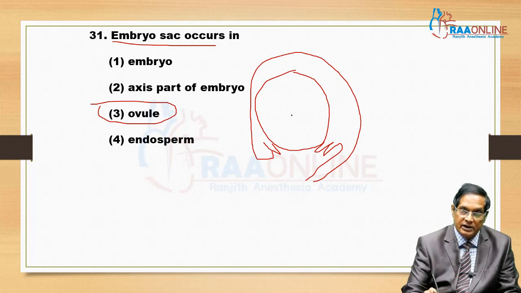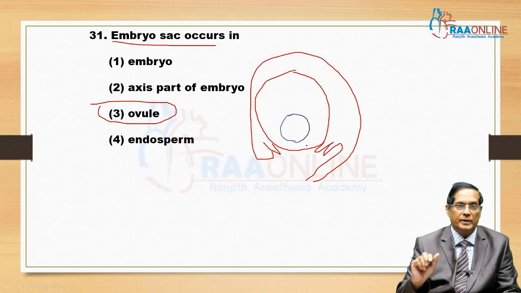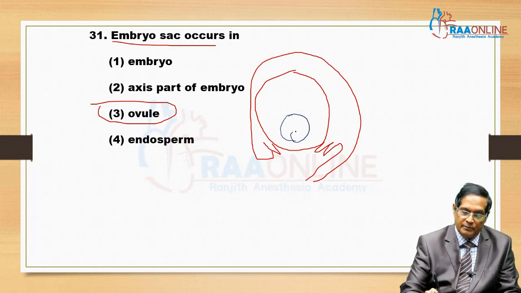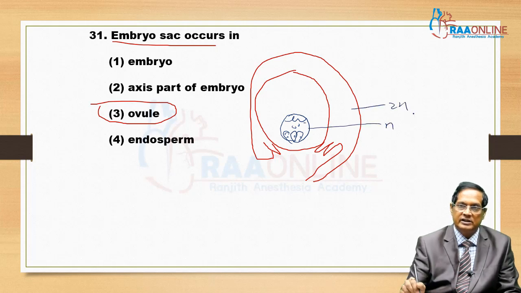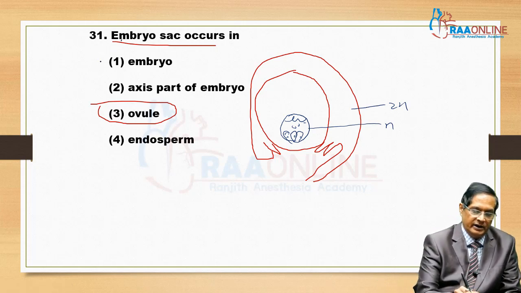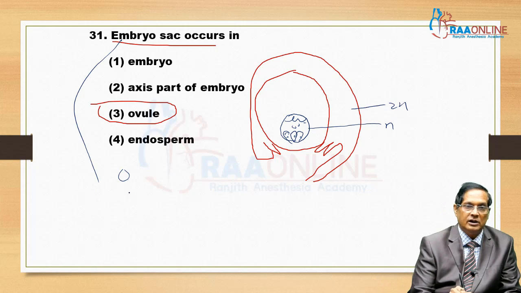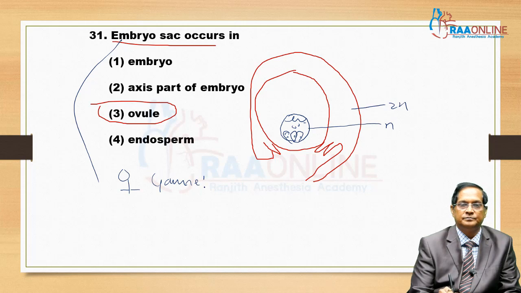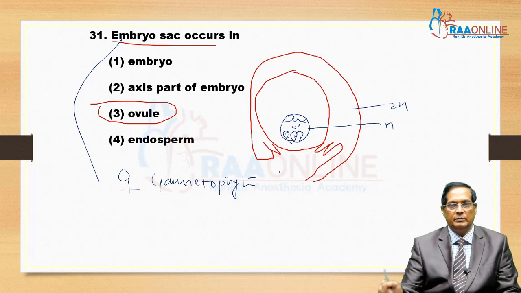This is the embryo sac. The location of the embryo sac or female gametophyte is towards the micropylar end. This embryo sac is a 7-celled, 8-nucleated structure. This is a haploid structure inside the diploid structure. Embryo sac is also called the female gametophyte.